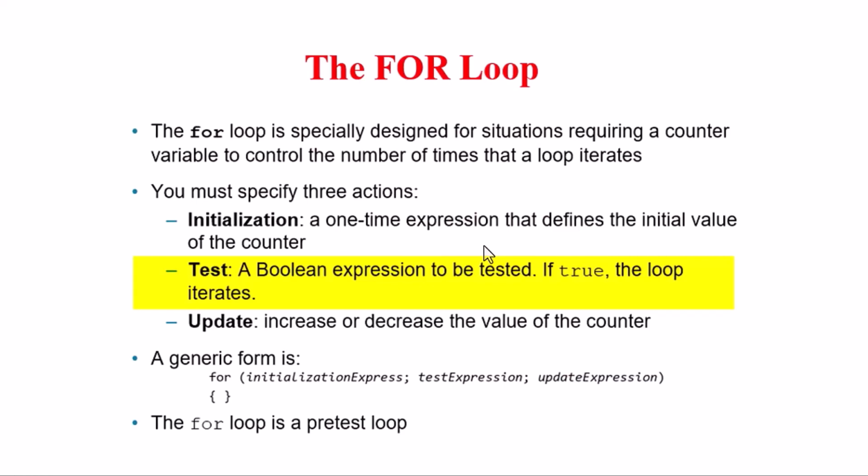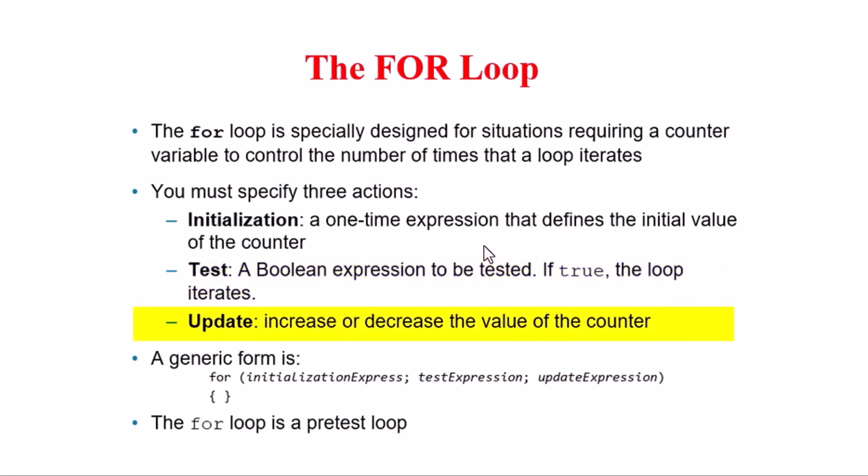Then there's going to be a test, a Boolean expression to be tested. If true, the loop continues. If false, it stops and goes through. And the update piece, you want to increase or decrease the value of the counter. And you can increase it by 1, or you can increase it by 2 or 5 or 10 or whatever. You can skip on. It's very, very versatile.